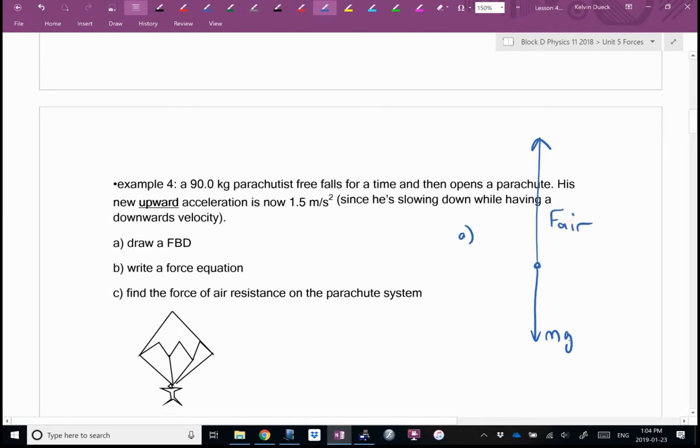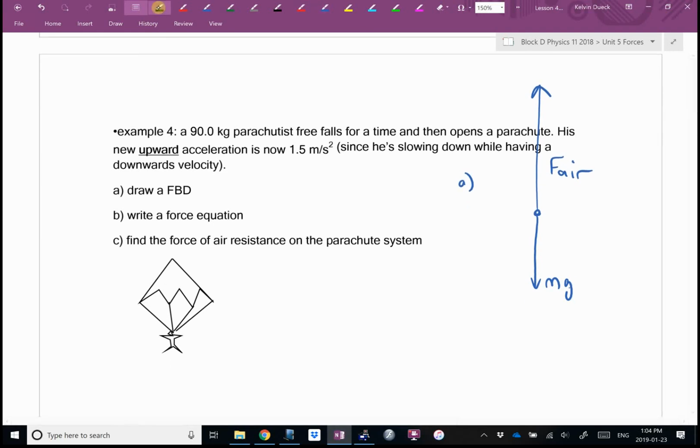Logan, what did part A say it wanted me to do? There it is. Is there a normal force? I'm not touching any surface. Okay. B. Rowan, what did B want me to do? Who's winning? Who's losing? Equals. There's my force equation.